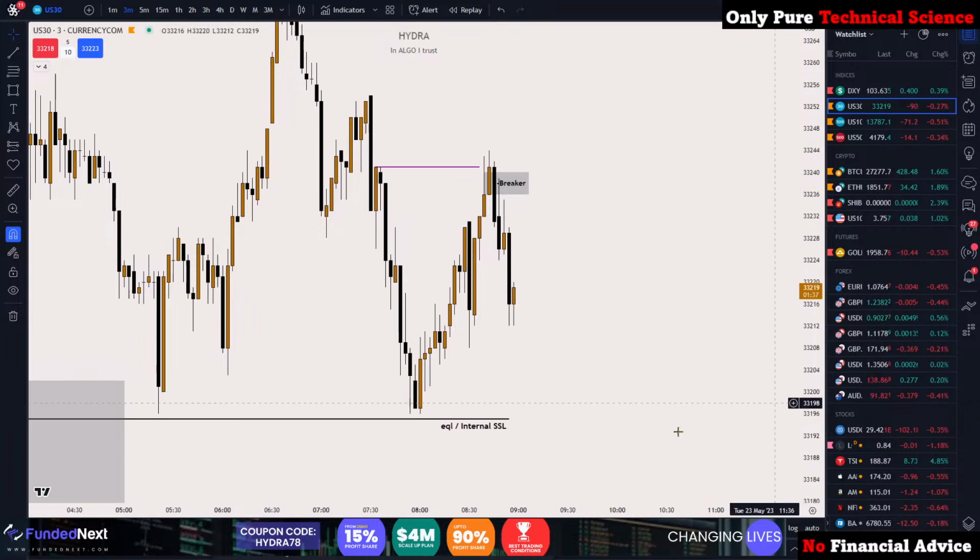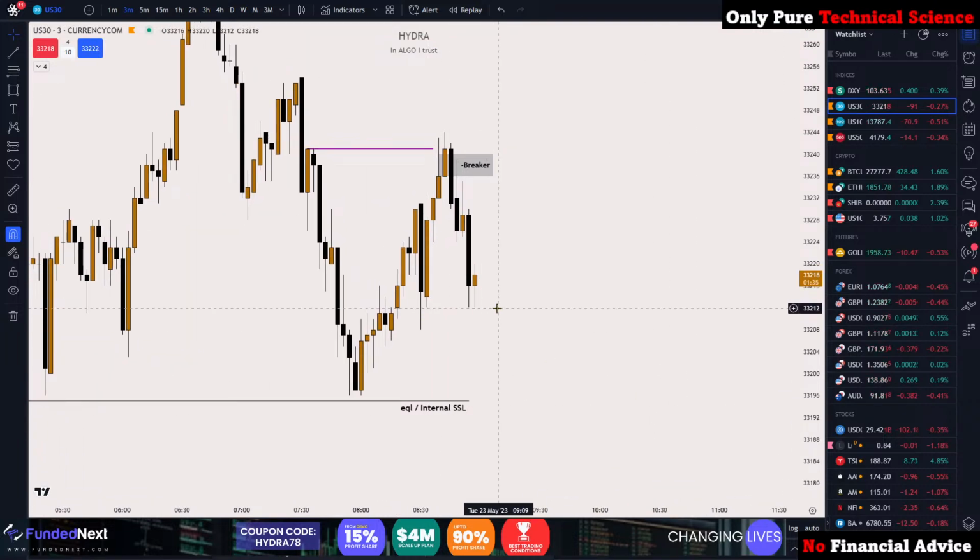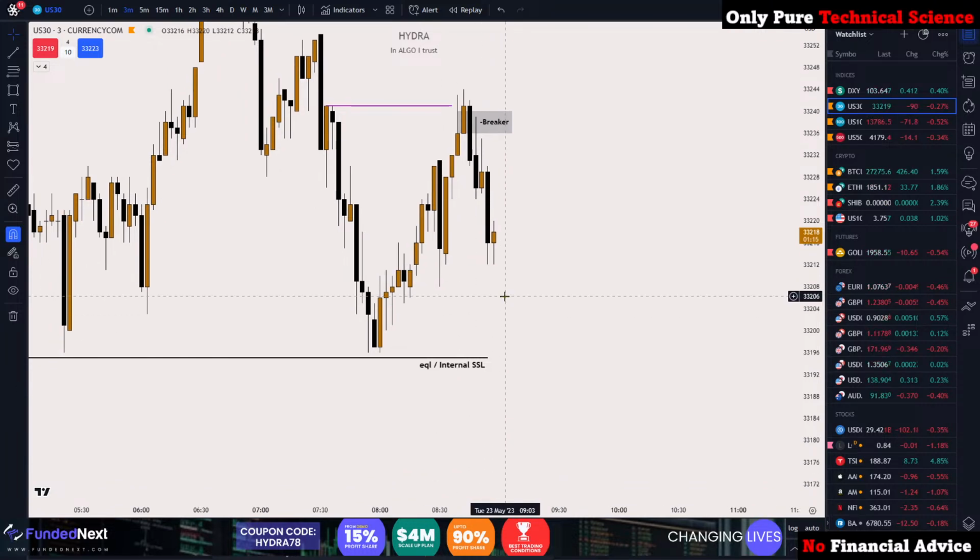On US30, you can see the price generated relative equal lows. So this run, I'm not expecting to see this run going above this candle here. That's a bearish order block. I'm expecting to see price coming below again, and going below this level here, 33,212. That's the level, and ultimately our target is below these lows.